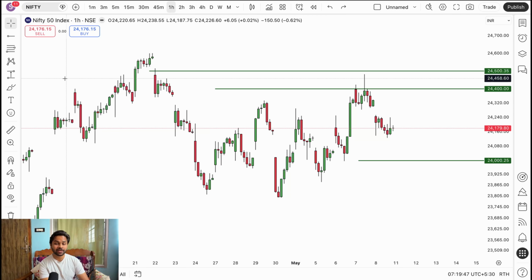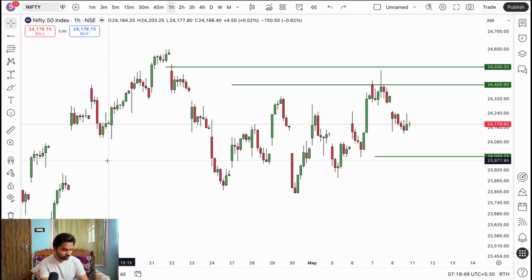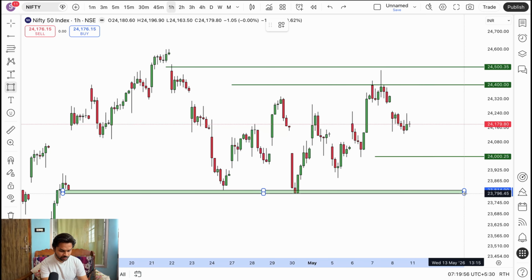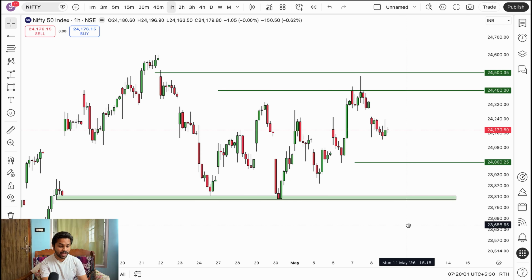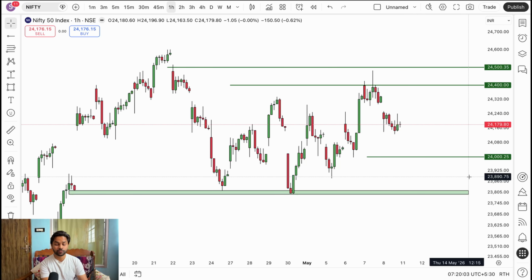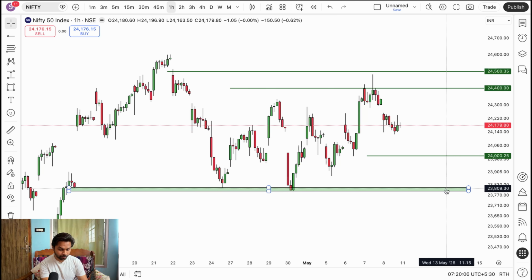What does technical analysis tell me? If you observe closely, the market has been continuously taking support from these levels. This is the zone where the market has been continuously taking support, and it is a very strong support for Nifty. So the support is kicking in at 23,800 to 23,750. If you watch my pre-market video, I regularly tell you that 23,800 is a very strong level for Nifty.